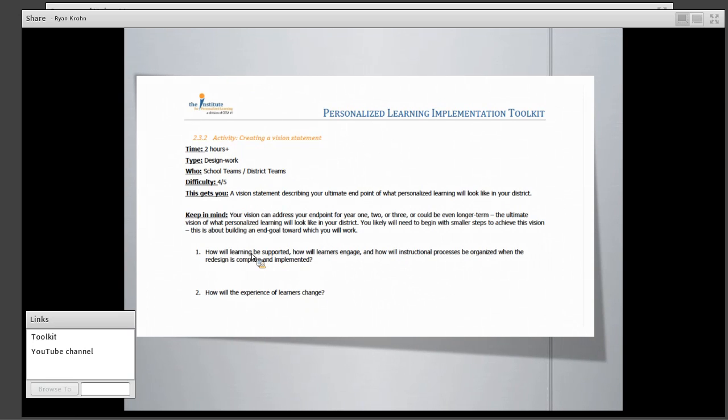Again, as I mentioned, this is activity 2.3.2. So you can imagine that you might have spent some time on 2.3.1 or some other things leading up to this, but this is an activity to bring the toolkit to use, taking time to guide people through this concept.